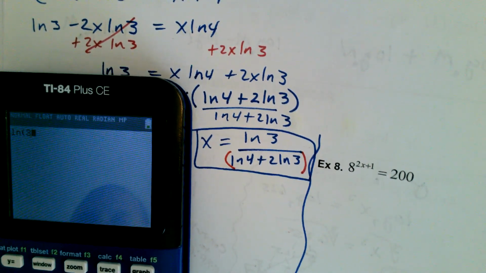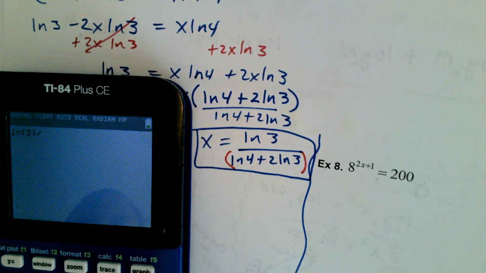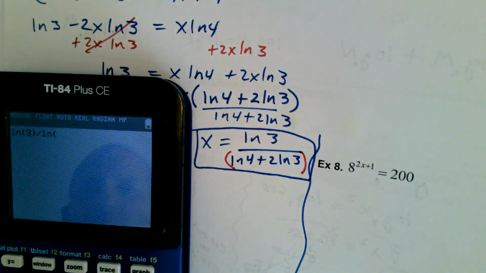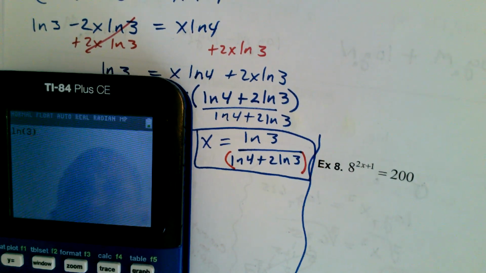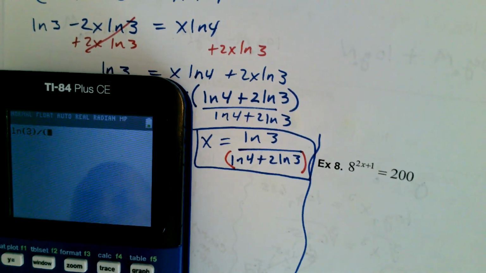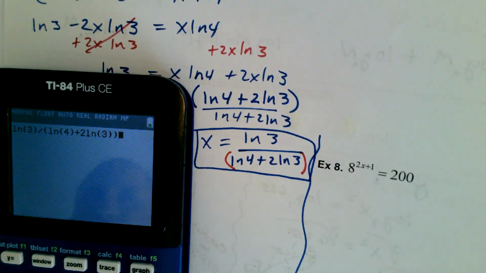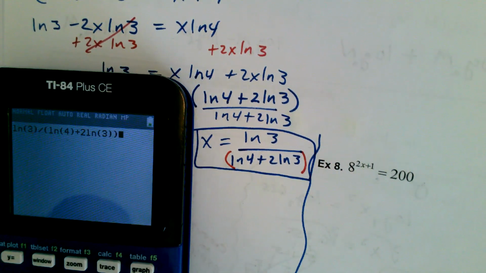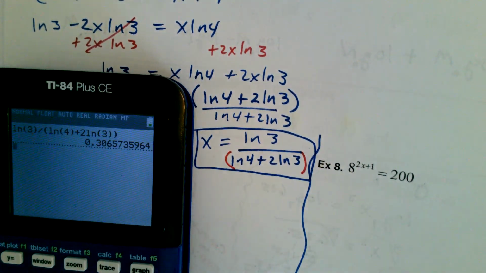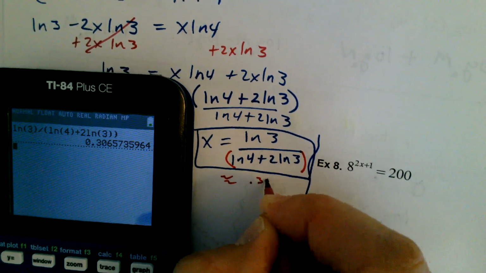Okay, so I'm going to do natural log of 3, close that parenthesis, and then divided by natural log of 4. Oops, let's try that again. Natural log of 3, close that parenthesis, divided by parentheses, natural log of 4, close it, plus 2 natural log of 3, close it, close it. So I have started a parenthesis around that denominator. And you should get this answer. You should get 0.3065. So that is approximately 0.307.